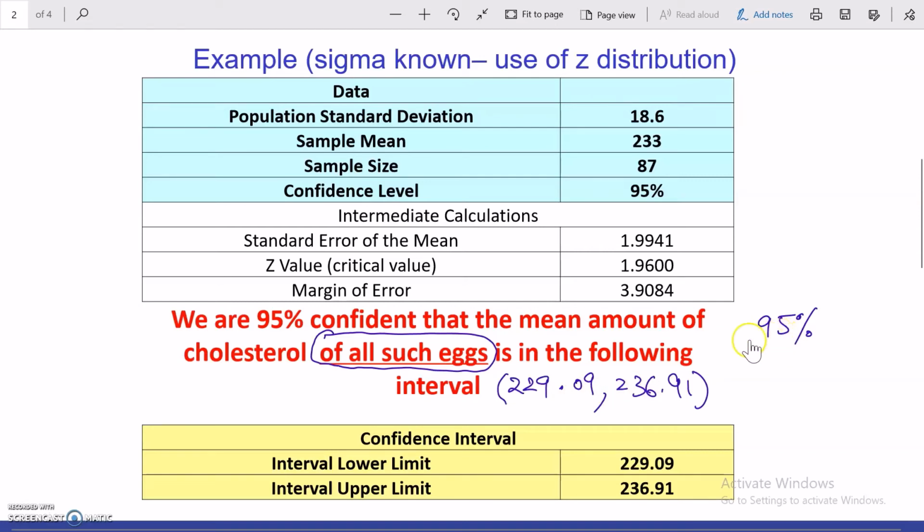I repeat this once again. If I construct 100 such intervals, then 95 of them will contain the true population mean of the cholesterol, and maybe 5 of those intervals may miss the mean content of the cholesterol. So I hope you understand this. Now I'm going to show you how you can do this by using another technology, which is called StatCrunch. Let's see.